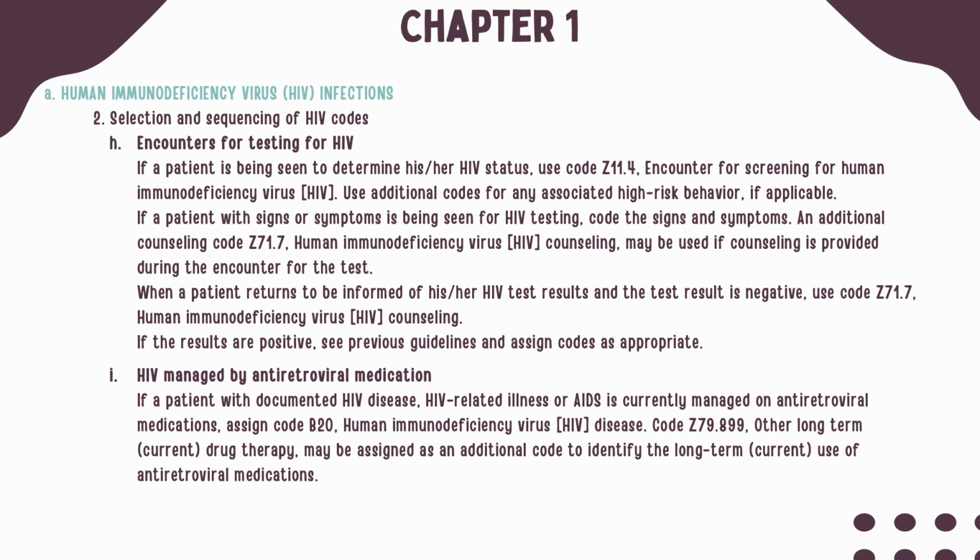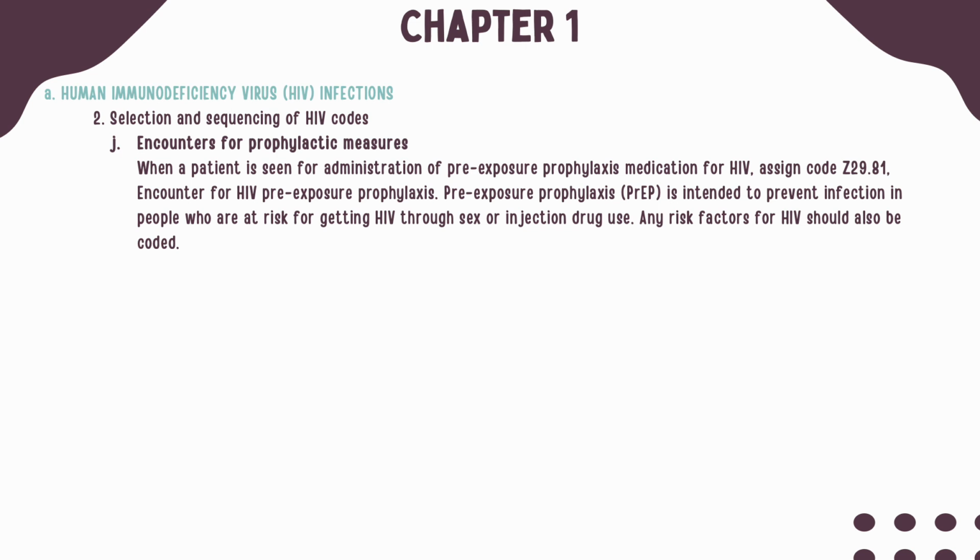If a patient with HIV disease, HIV-related illness, or AIDS is currently managed on antiretroviral medications, code B20 should be assigned as well as code Z79.899 for the long-term drug therapy. When a patient is seen for administration of pre-exposure medication for HIV, also known as PrEP, you will assign code Z29.81. These should be used for patients whose intention is to prevent infection if they are at high risk for getting HIV through sex or injection drug use. If there are any high-risk behaviors for HIV, those should be coded as well.